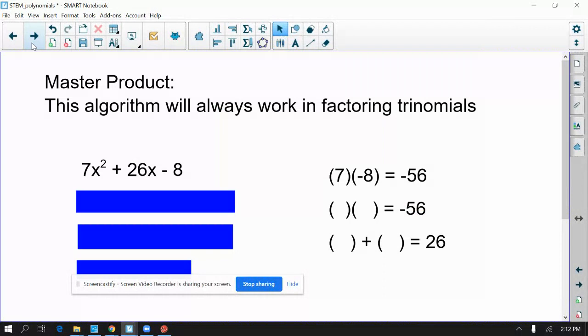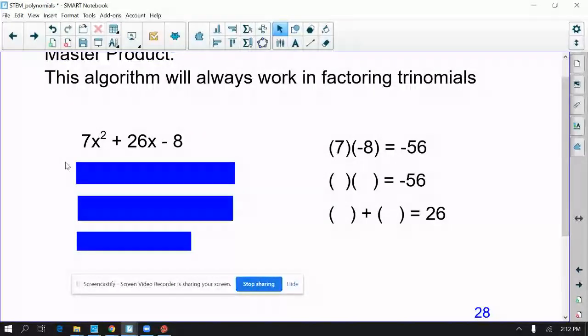Last slide. There is something called a master product algorithm, and that algorithm will work for every single factorable trinomial. And you've seen it before. It's similar to the box method. I would bet $100 that you've seen it before. There is a YouTube video that I put on the modules for you to watch, but being a senior in high school, you probably have your own way to factor these things. But we'll go through this very quickly.